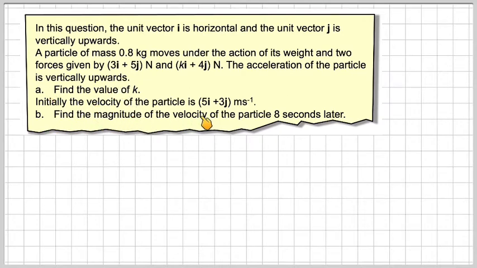Initially, the velocity of the particle is 5i plus 3j meters per second. Find the magnitude of the velocity of the particle 8 seconds later.